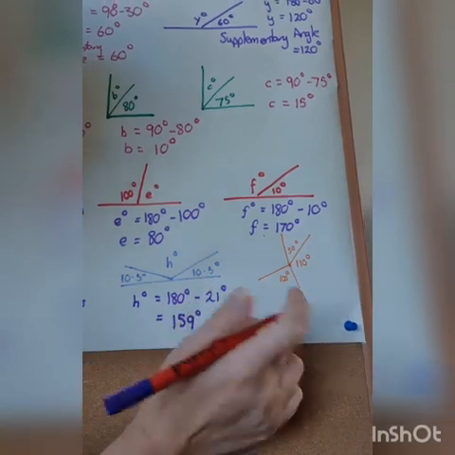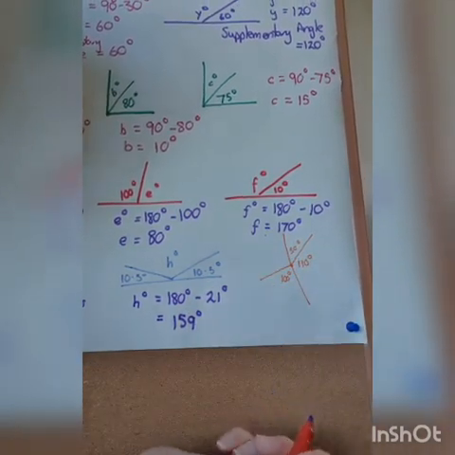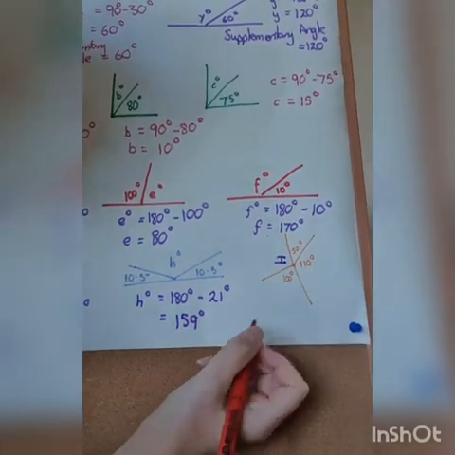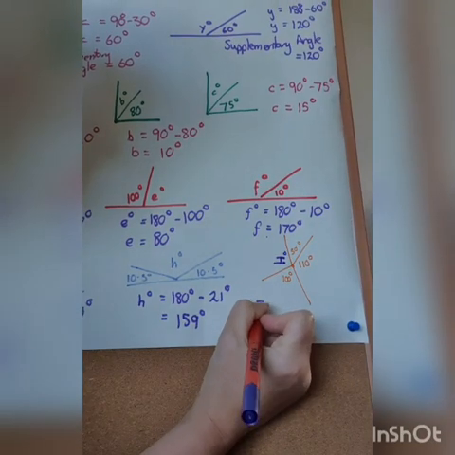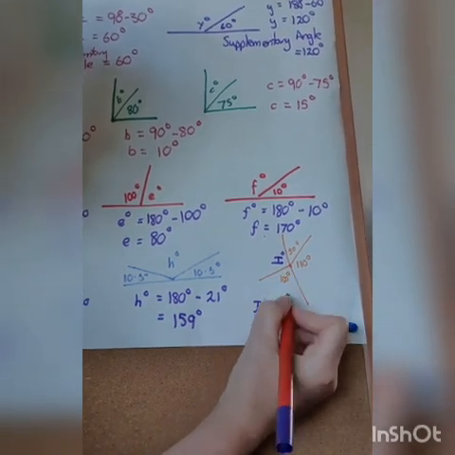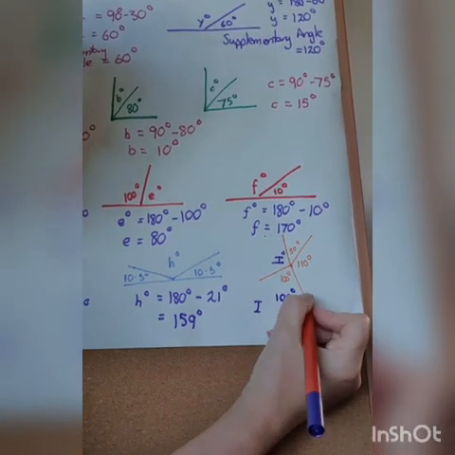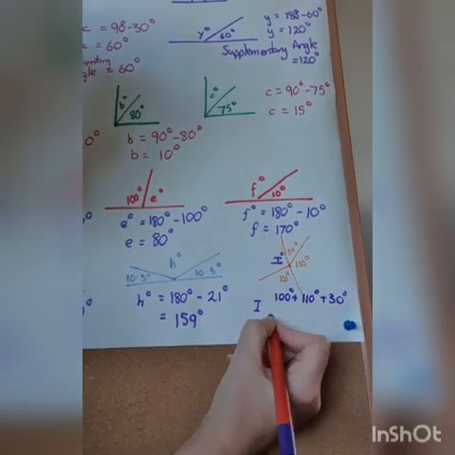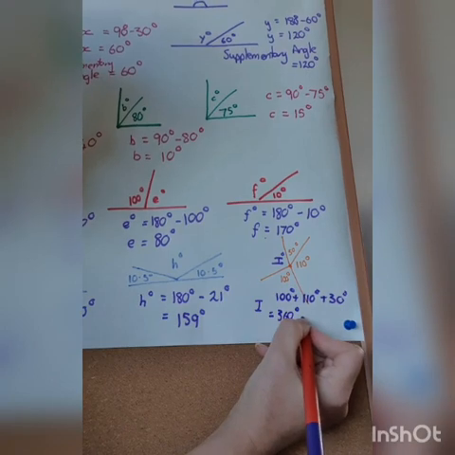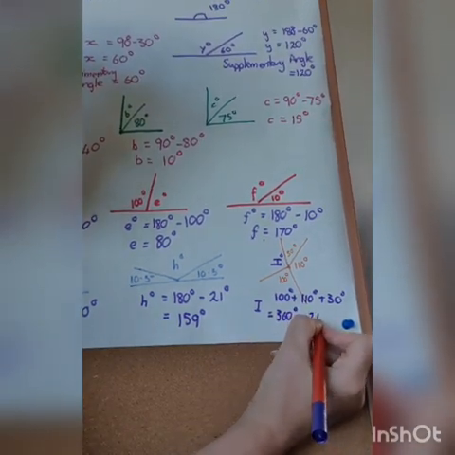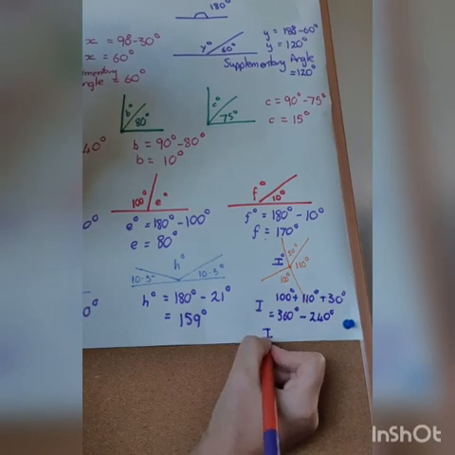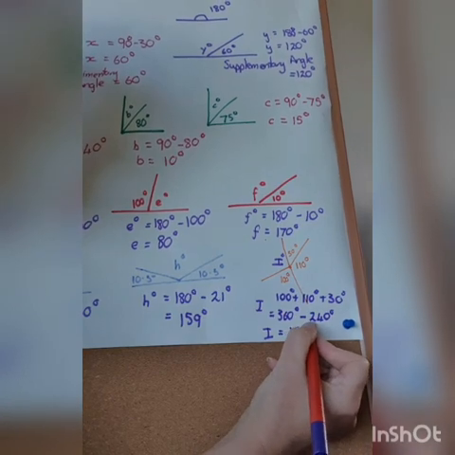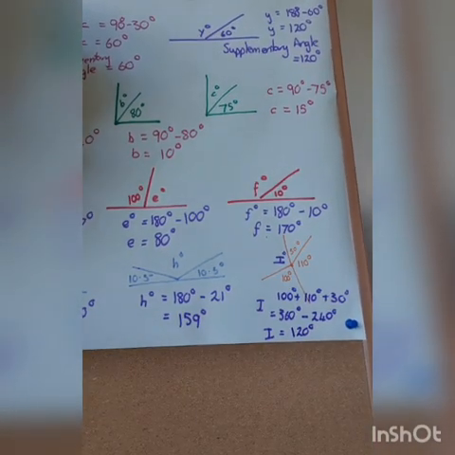And as a final challenge, if you have a full circle that's 360 degrees, it's two straight lines together, or four right angles together, you add everything you know and take it away from 360. So if we were to call this angle I, it would be worked out by doing 100, add 110, add 30, and then take it away from 360. So 360 degrees, take away 240 degrees, and our missing angle is 120 degrees.